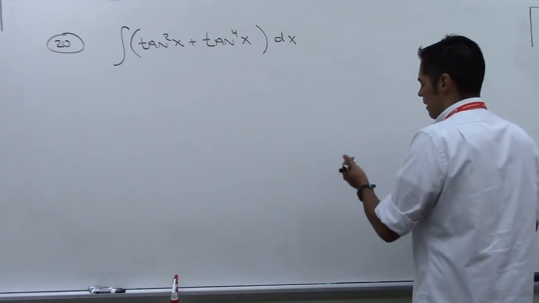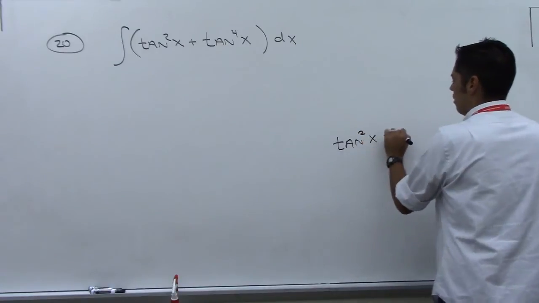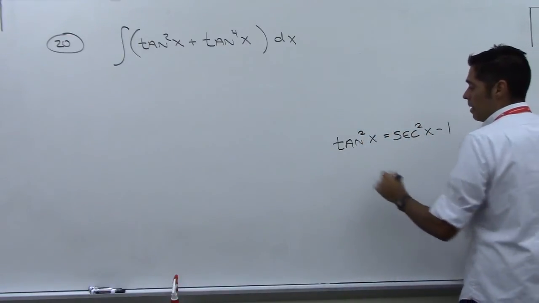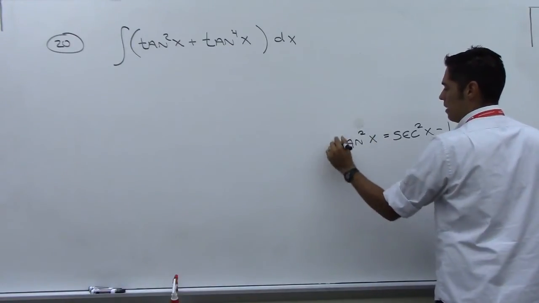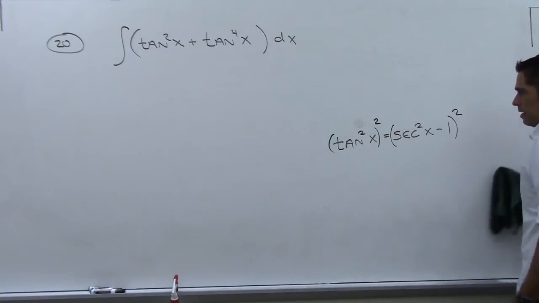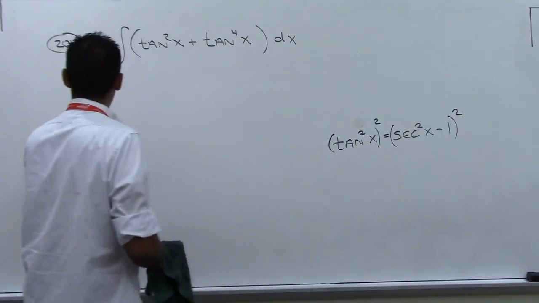The reason being that I can replace tangent squared x with secant squared x minus 1. I can do that, but if this was to the fourth power, then this would be the same as squaring this, and that would mean square that, and then you'd have to expand that out, and that does not look fun. But let me just try some things here.